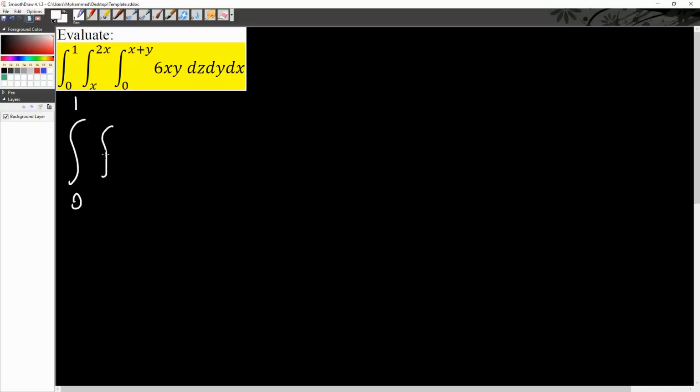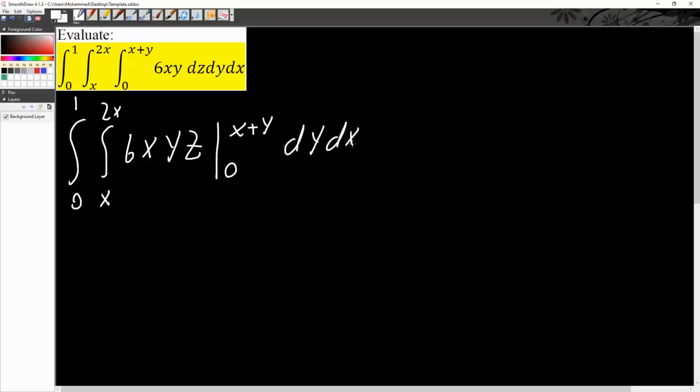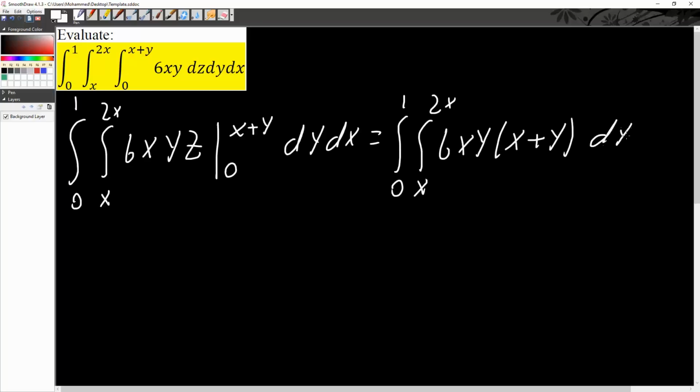Everything else would remain the same. When we take the integral of this in terms of z, we would get 6xyz. What we want to plug in is 0 to x plus y for z, and it would still be dy dx. Once we plug in, we would get the integral from 0 to 1, x to 2x, and we plug in x plus y for z. And so we would get 6xy, parentheses x plus y, dy dx.